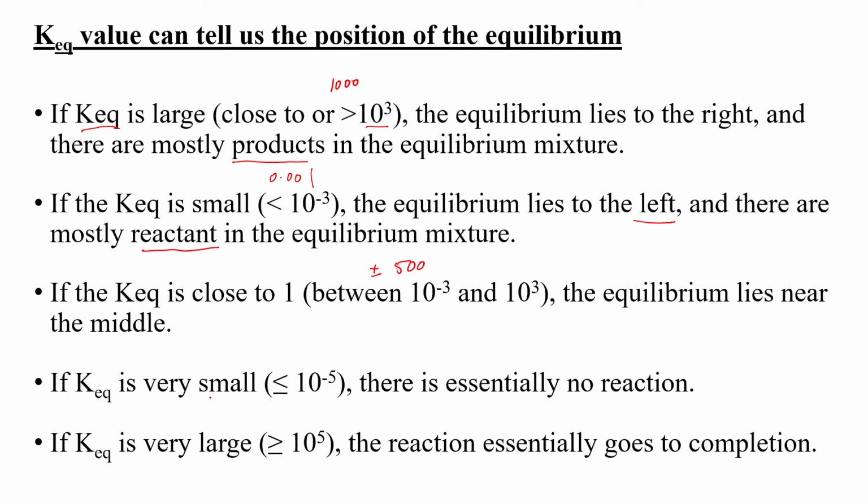If the K equilibrium is very, very small, very, very small means 10 to the negative 5, like we have 0.0001, then essentially there is no reaction. All of the reactants are just sitting there as is. If the K equilibrium is very large, which is 100,000, the reaction essentially goes to completion. Or we can say these might be the reactions, those are irreversible reactions.